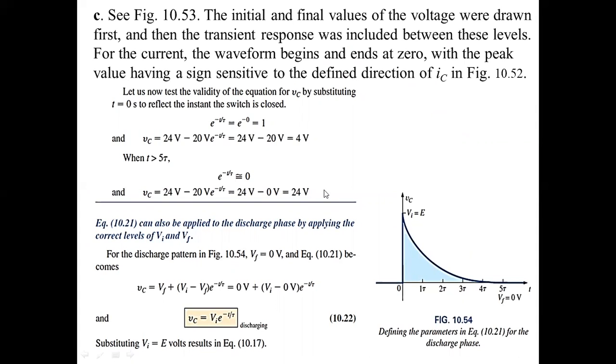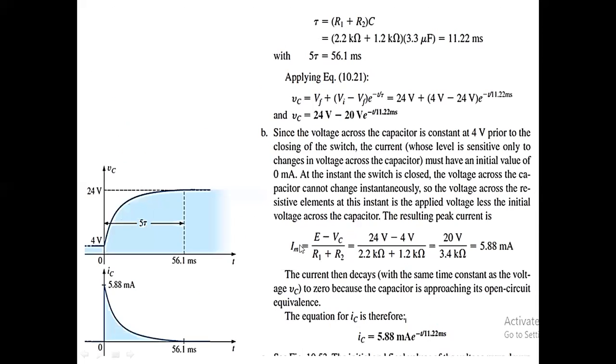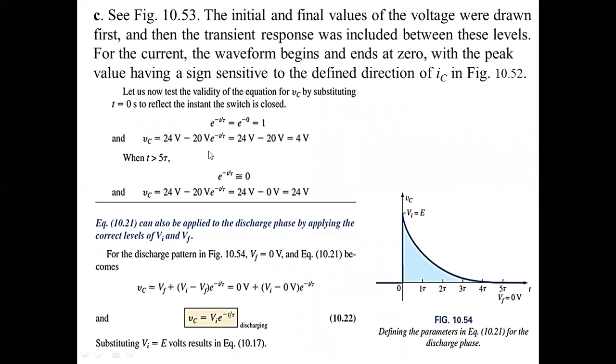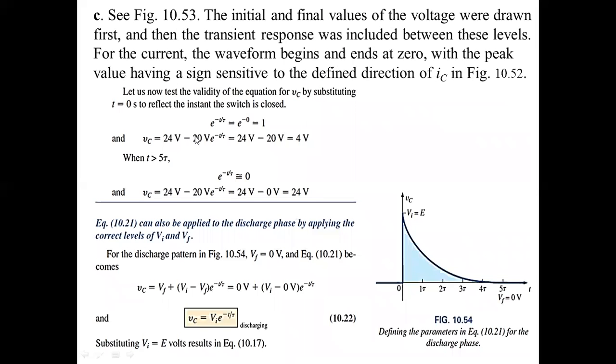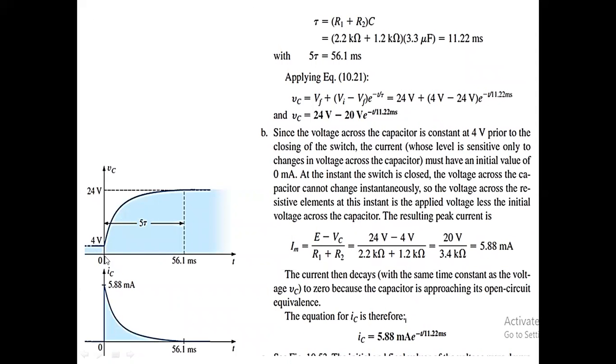In the C part, this was actually the sketch of the C part. If you want to find the value for t equal to 0, put t equal to 0 over here. So we will get 24 e raised to the power 0 in this formula. So we will get Vf plus Vi minus Vf, which is equal to 4 volts. So at t equal to 0 we have V equal to 4 volts.